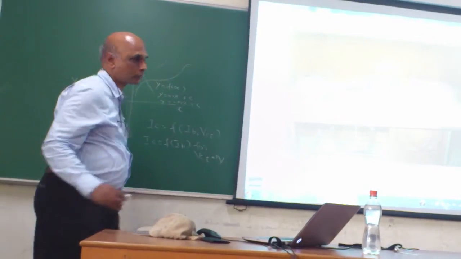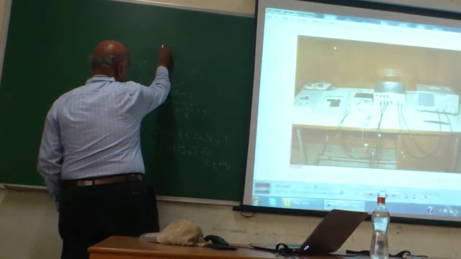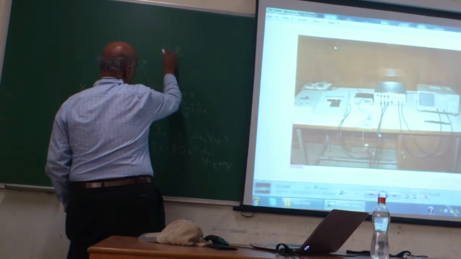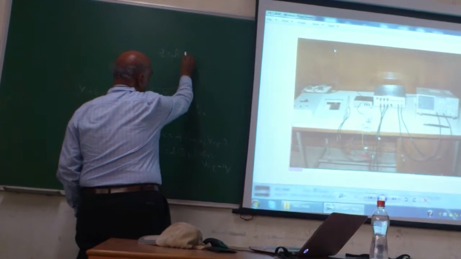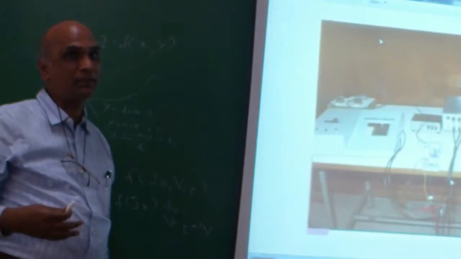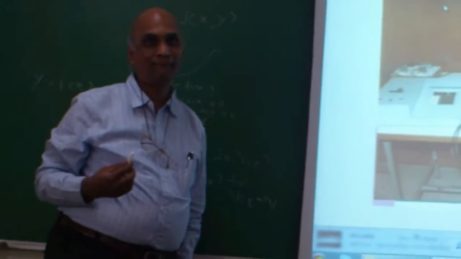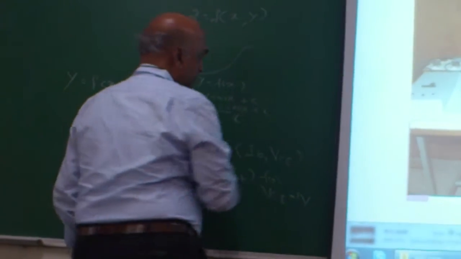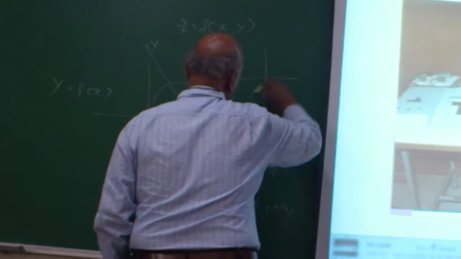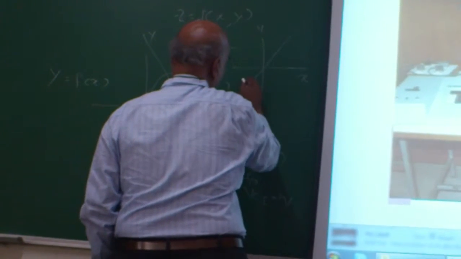If you want to plot a function of two variables, like z equal to f of x and y, then you require a three-dimensional viewing facility. Are you with me? So you need to plot also the z-axis. Now you have to talk about a three-dimensional space. This is x, this is y, and this is z.